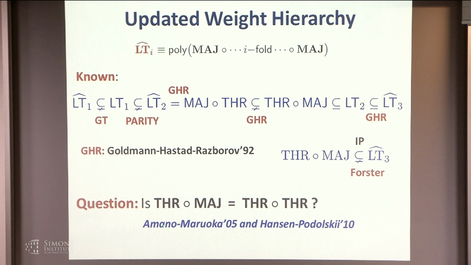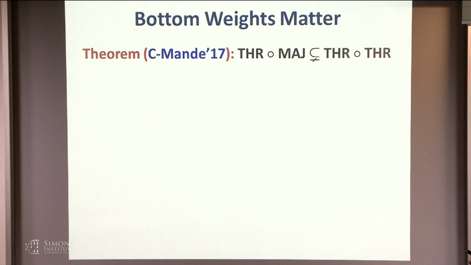And this was asked as an open problem first by Amano and Maruoka in 2005, and then by Hansen and Podolskii in 2010. Well, it turns out that they are not. This is the main result of our paper, which shows that there is a function in threshold of threshold, and it will turn out to involve equalities, and it's a very simple function that has very large sign rank and therefore is not in threshold of majority. Okay.